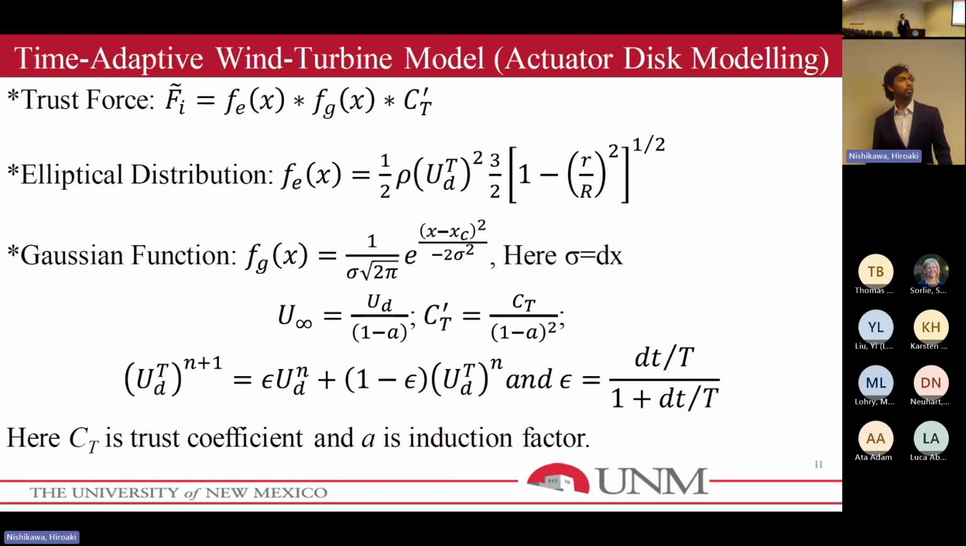So we used a time adaptive wind turbine model. It's called actuator disc modeling. And so this is the thrust force. This thrust force has two distributions. One is an elliptical distribution. Basically, it distributes the total thrust force in the turbine plane using an elliptical formula. And since this thrust force is huge, if you apply it on just one cell, it's going to be unstable. So we used another function, a Gaussian function, and we smooth it over the streamwise direction.